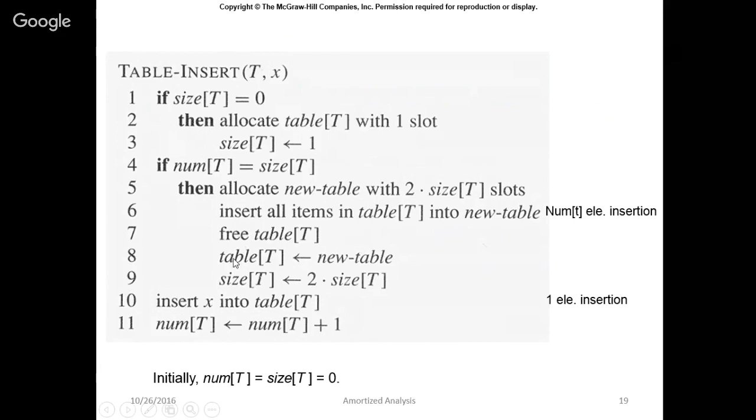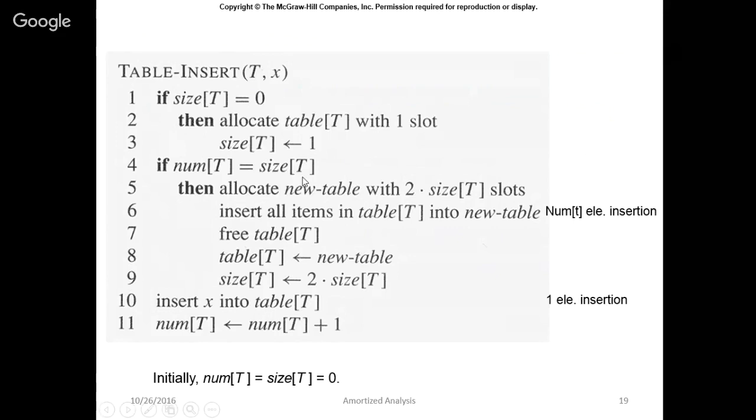Then the table T will be equal to the new table. The table size equals 2 times the table size. Then insert into the table. Then the number of items equals the number of items in the table plus 1. So this keeps running over and over again. Notice that the initial number of items in the table and the size of the table are both equal to 0.